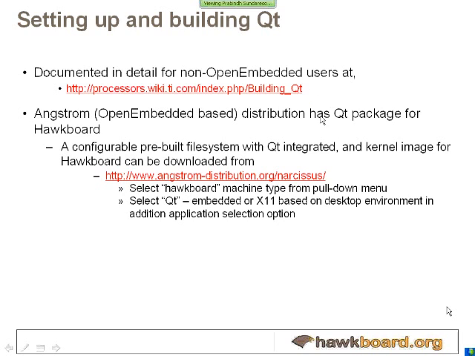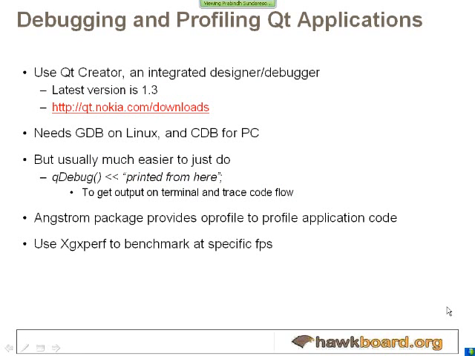So we'll come back to setting up and building Qt. TI has provided standard instructions for building Qt for non-Open Embedded users as well as Open Embedded. You can go to this web link, which is a very detailed instruction set for HawkBoard as well. And if you want a pre-built file system with Qt integrated along with the kernel image for HawkBoard, you can go to this web page. You can select HawkBoard and download a pre-built kernel and file system, which can run directly on HawkBoard with various demos already available. So these are the two options available for different modes of development using Qt.